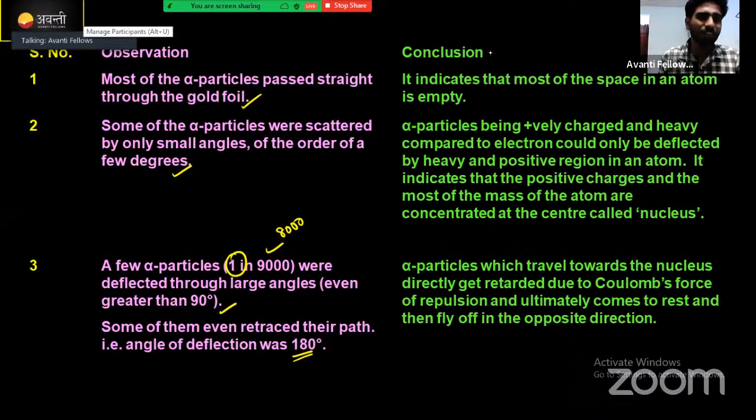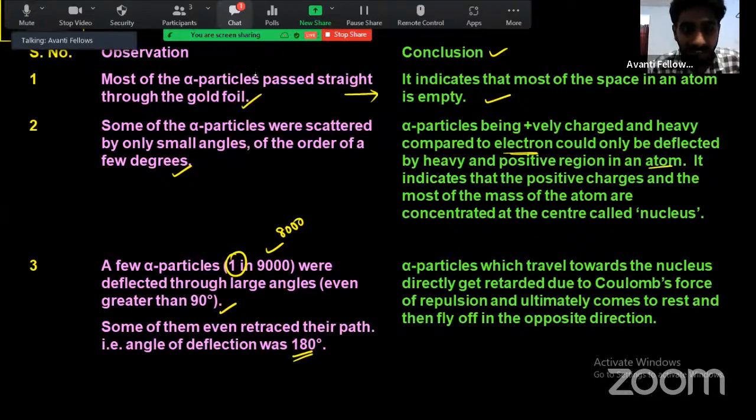And then the conclusion. It indicates that most of the space in the atom is empty, because the particles moved in a straight line. Second, alpha particles are scattered by only some angles. Alpha particles, being positively charged and heavy compared to electrons, are deflected only by the heavy and positive region of the atom.